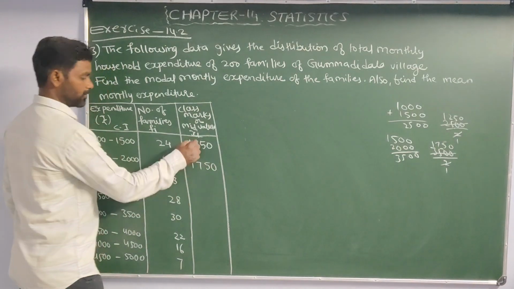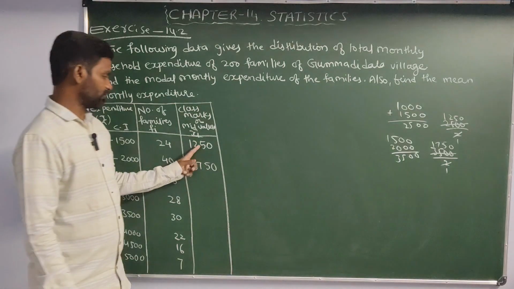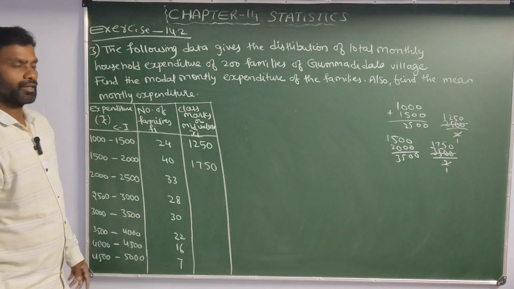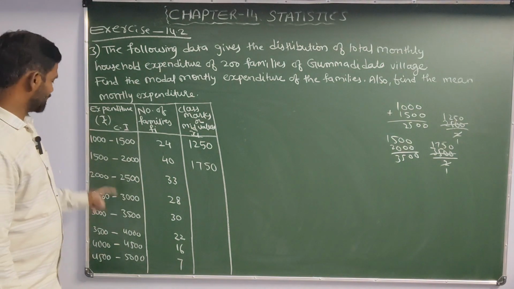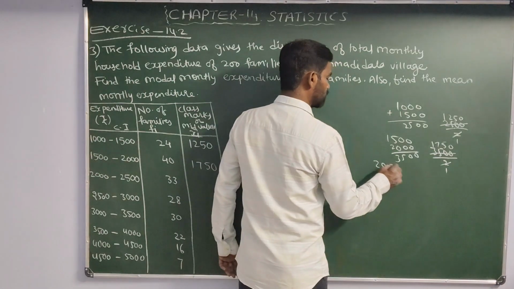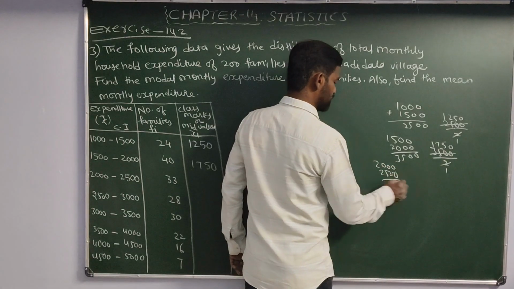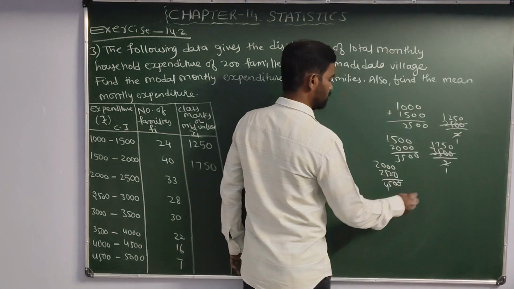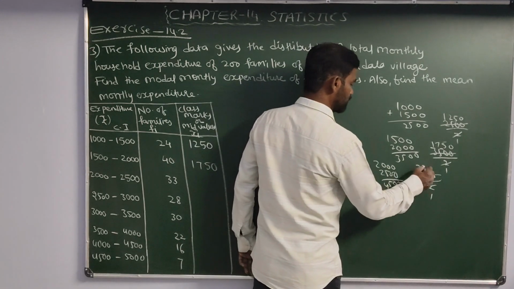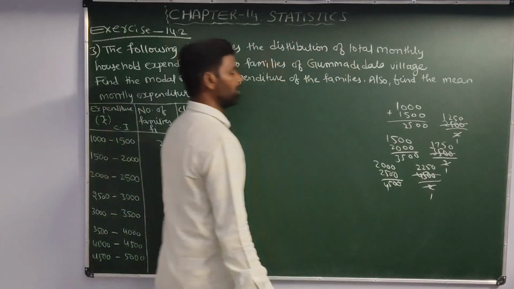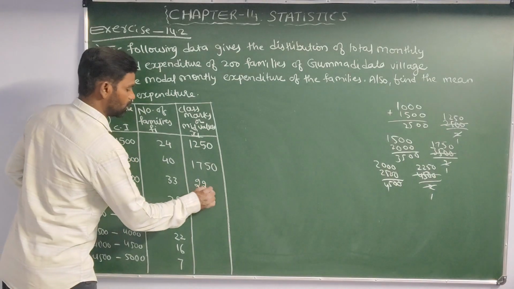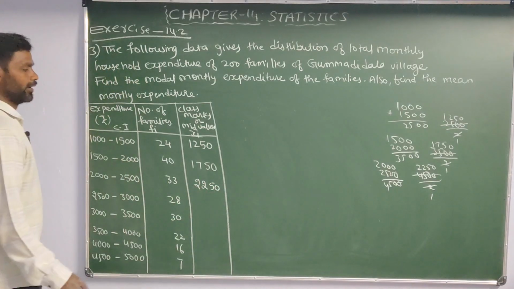So what is the difference between this 1750 and 1250? It is about 500. There is a gap of 500. Let us do all these things. 2000 and 2500 is 4500. 4500 divided by 2 is 2250.